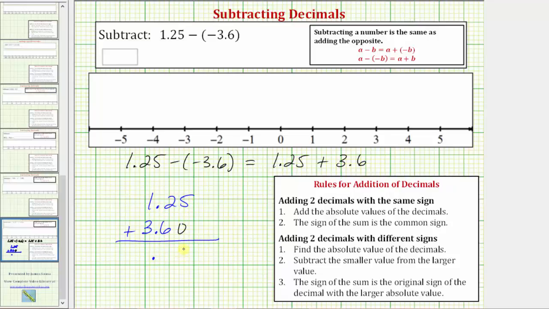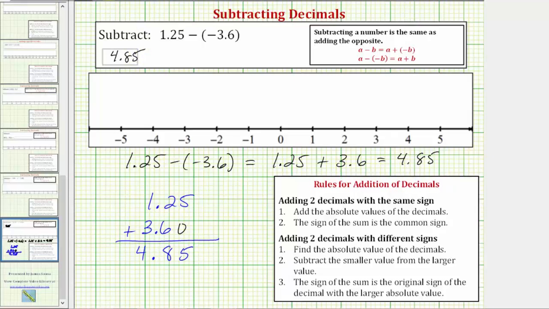5 plus 0 is 5, 2 plus 6 is 8, and 1 plus 3 is 4. So the sum, which equals the original difference, equals positive 4.85. If we did follow the formal rules for adding signed decimals, we would use the rules for adding two decimals with the same sign, and we would get positive 4.85. So because this sum is positive 4.85, so is the original difference.